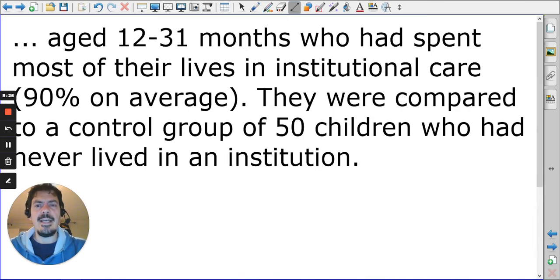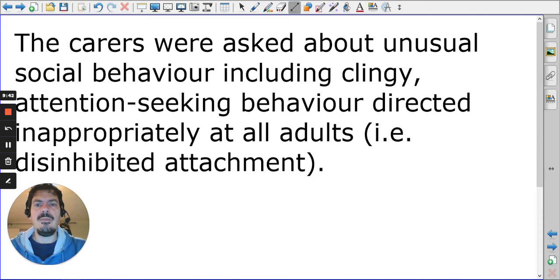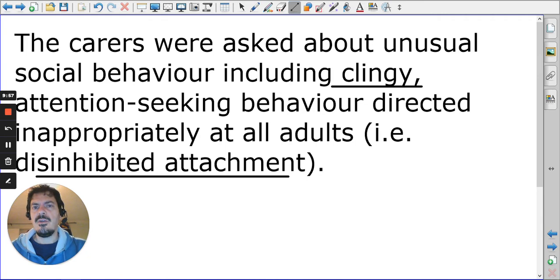most of these children had actually lived in institutional care. So about 90% of them had done this. And what we find is that compared with a control group who had not lived in an institution, we were able to make some kind of judgment towards them. So, for example, they showed disinhibited attachment, they were clingy, attention-seeking, and acted inappropriately towards adults. So the Bucharest Early Intervention Program is also showing us that these children have this disinhibited attachment.